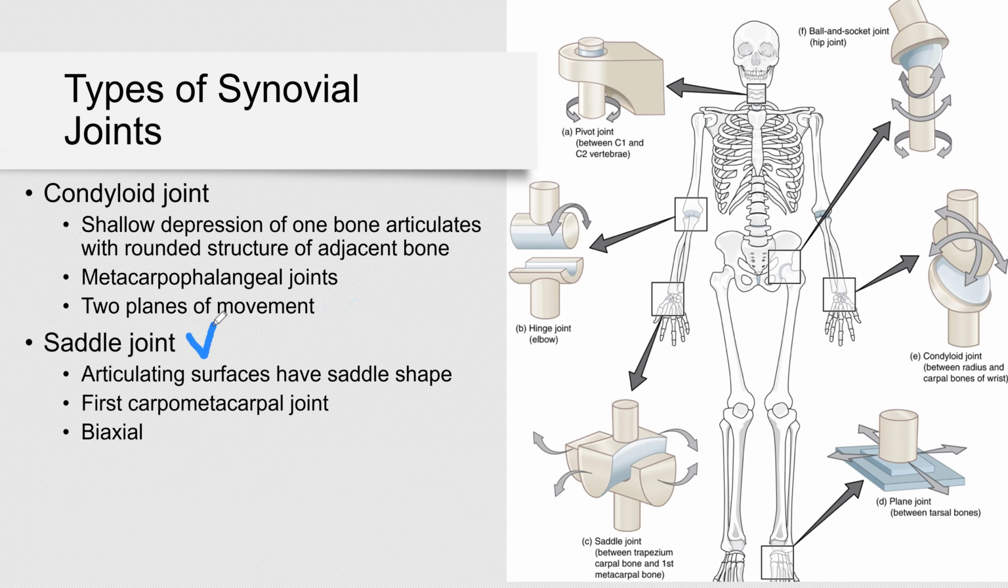Saddle joint, the articulating surfaces have saddle shapes. So it's right here. This one is a biaxial joint. An example would be the first carpometacarpal joint of your thumb. All right, so you can see we have kind of like a saddle shape of this bone here. So that's a saddle shape. And then another bone sits right here, sits inside.